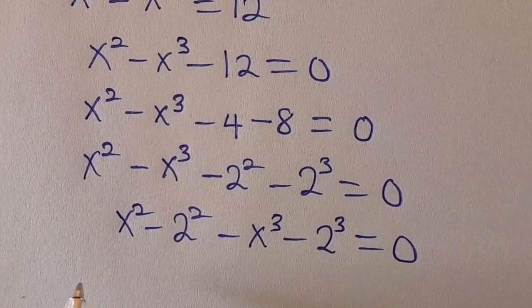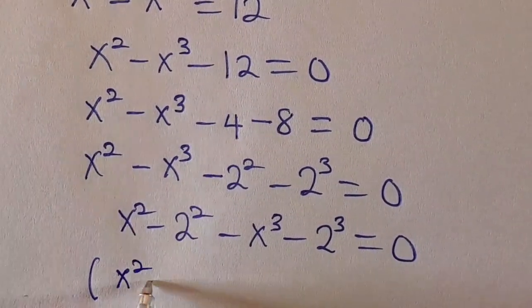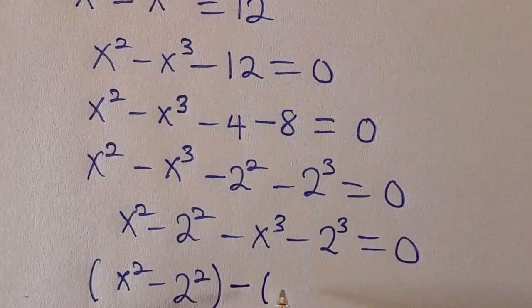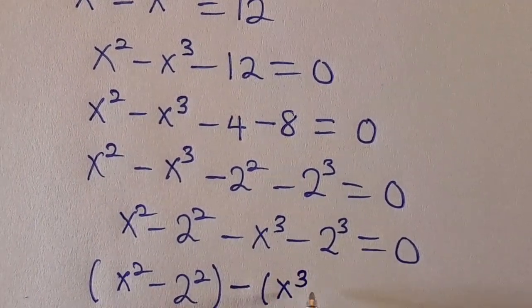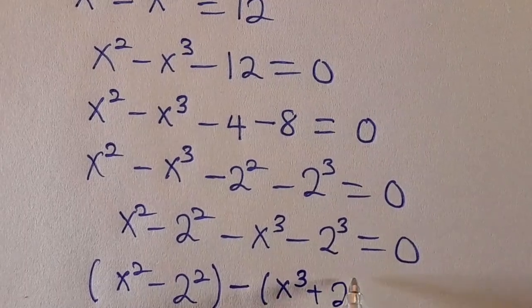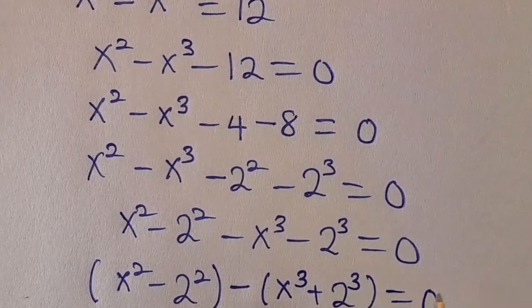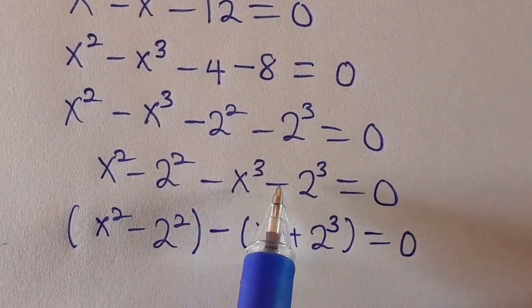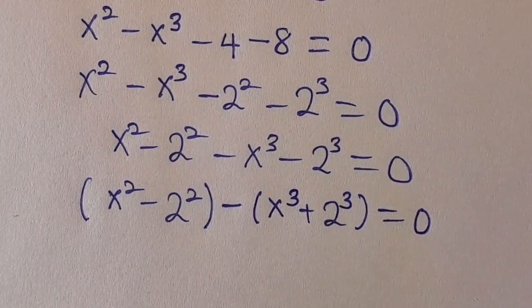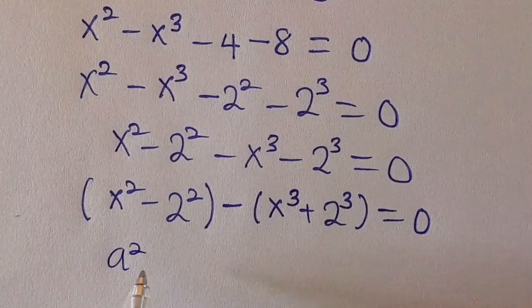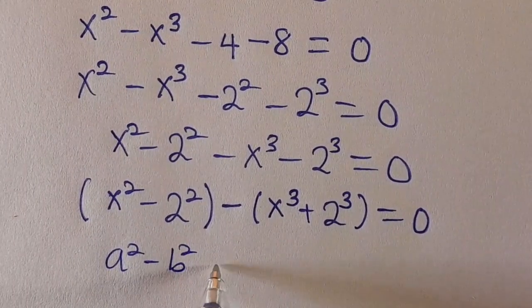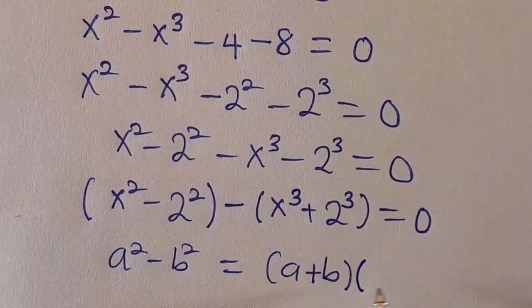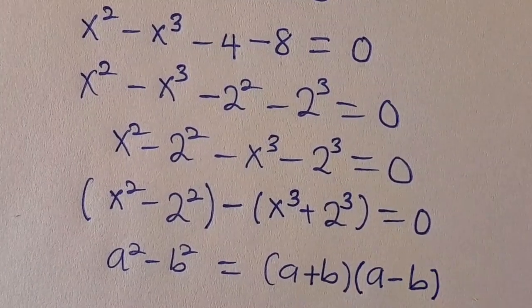Now guys, let's take them in bracket as x squared minus 2 raised to power 2. Then when we take minus out from this, then definitely here will be plus x cubed. Then here will also be plus 2 raised to power 3. Then we have everything to be equal to 0. The moment when you open the bracket back, then you are going to get back your minus and minus here. Then guys, let us recall from difference of two squares. When you have a squared minus b squared, we always have this to be equal to a plus b all in bracket, then multiply by a minus b all in bracket.